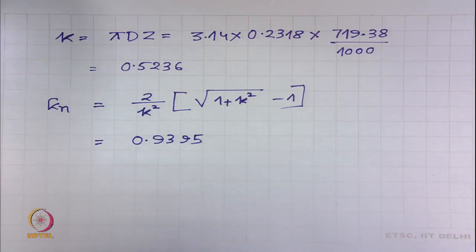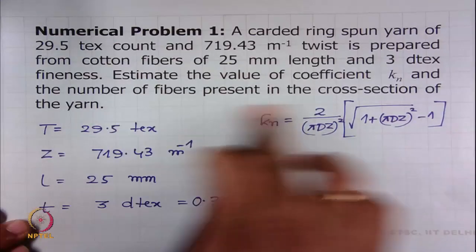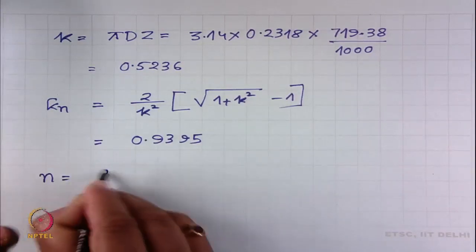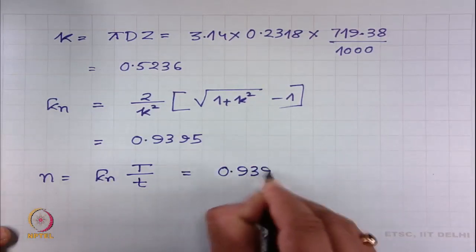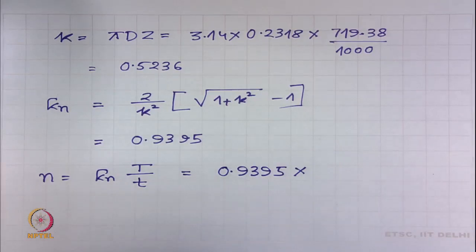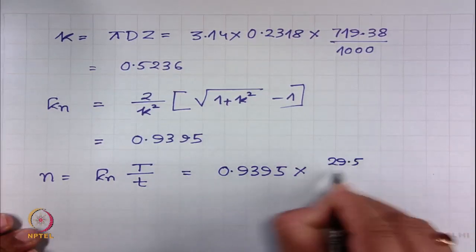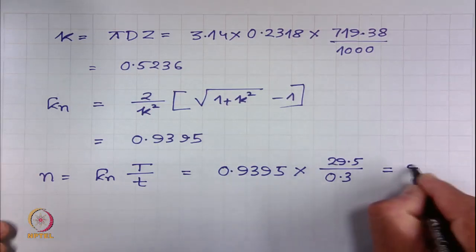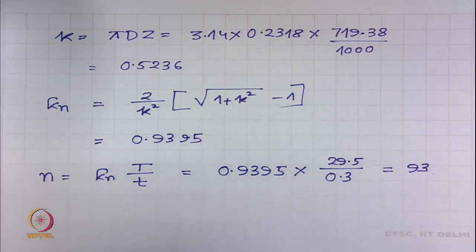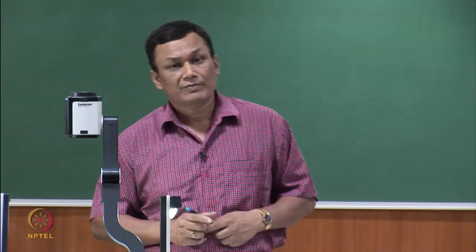The second part of the problem is number of fibers present in the cross section of the yarn. Now, if you know k n, number is k n times capital T by small t. So, what is your k n? 0.9395. What is your capital T? Capital T is 29.5. And what is your small t? Small t is your 0.3. So, if you solve, how much fiber you will obtain? It will be approximately equal to 93. Clear? So, this is how you will solve problem number 1.